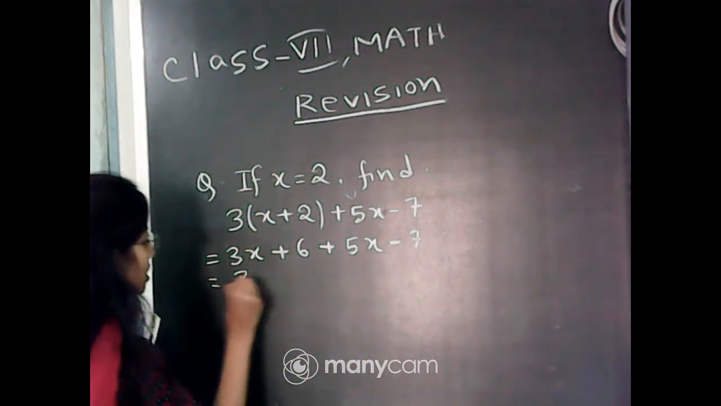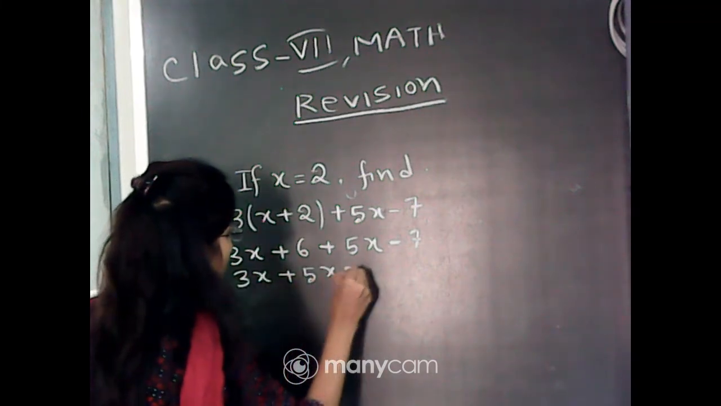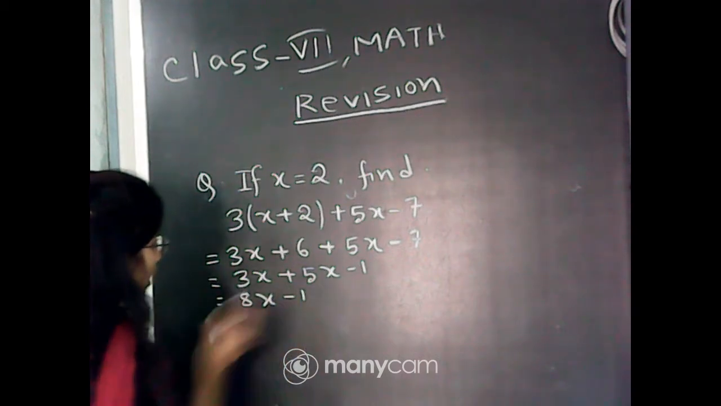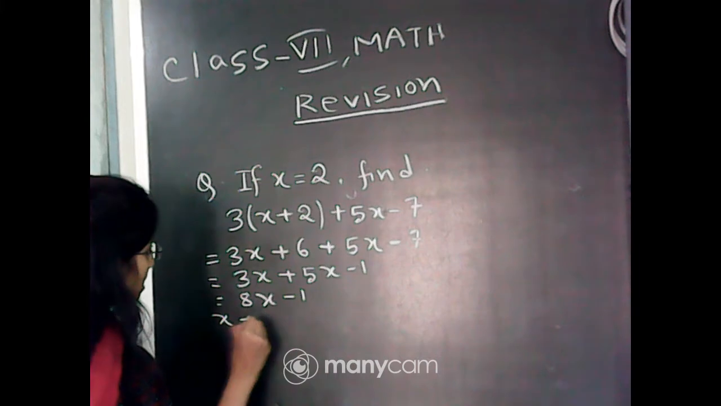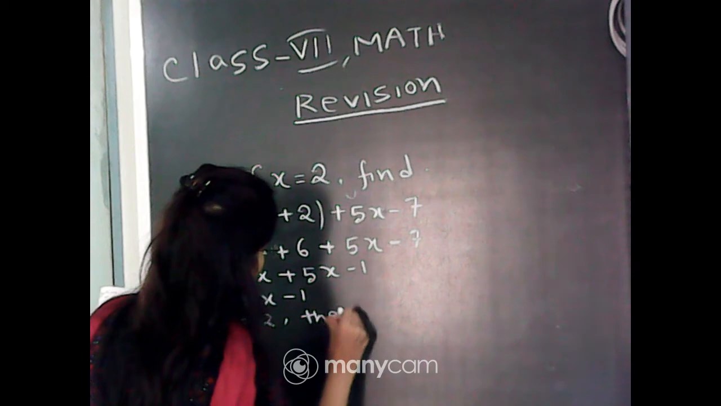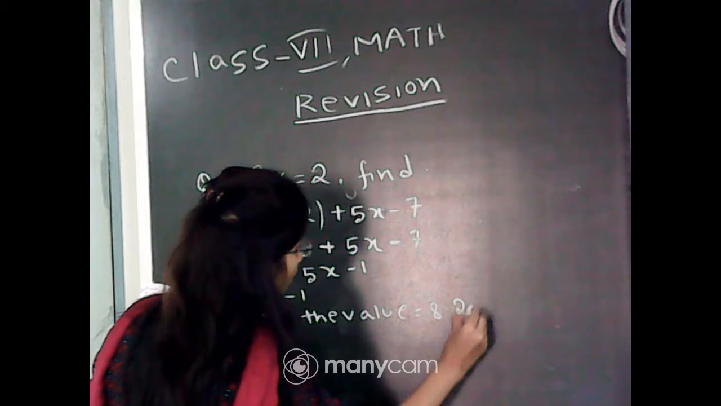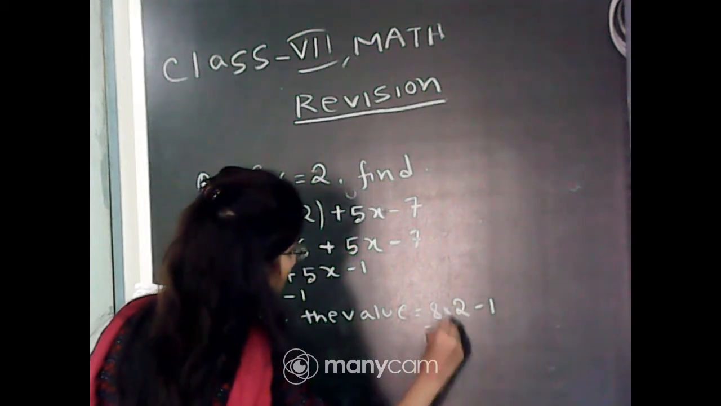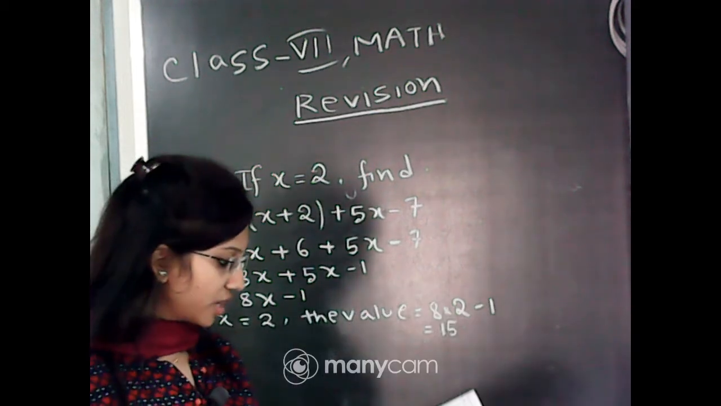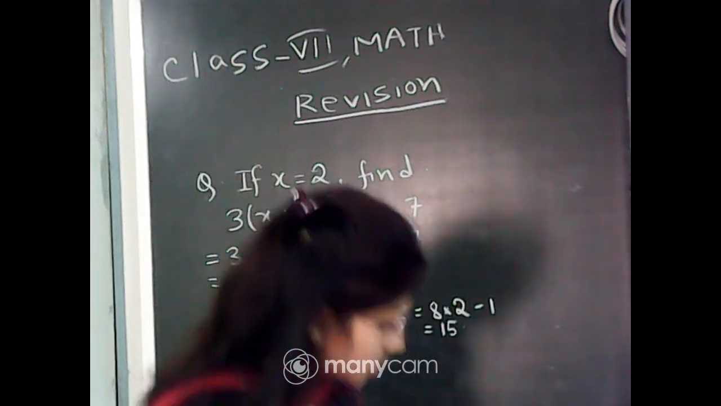Now 3x plus 5x minus 1, this is equal to 8x minus 1. Now putting x is equal to 2, we get the value is equal to 8 into 2 minus 1, that is 15. Clear? The answer is 15. Next question.